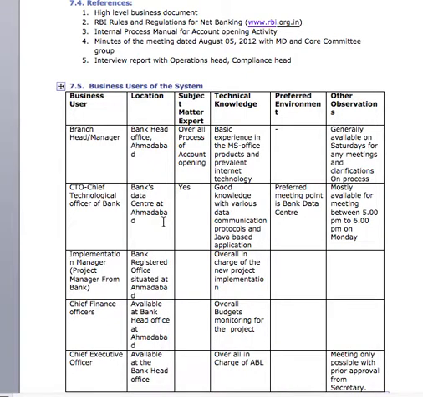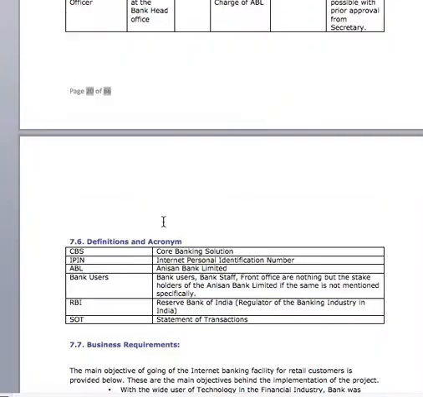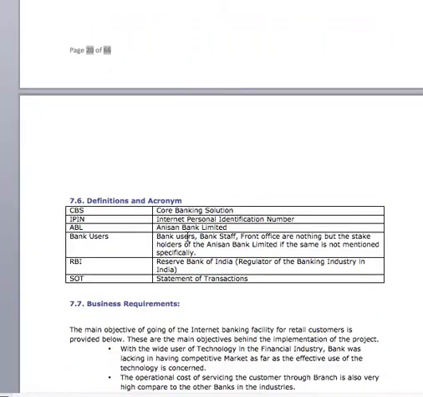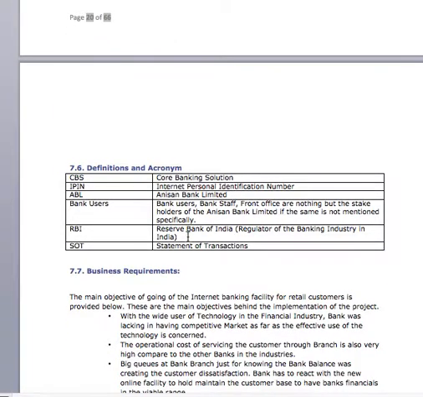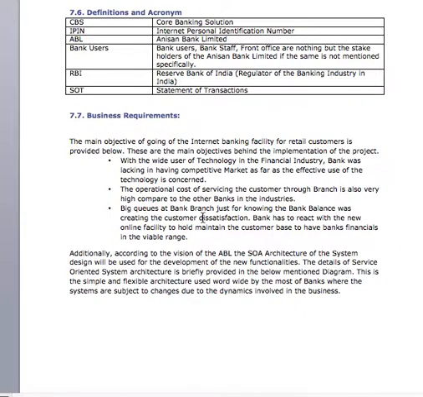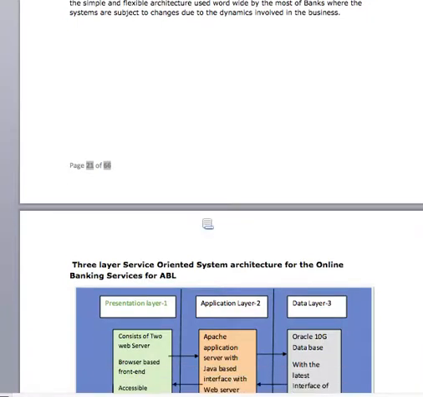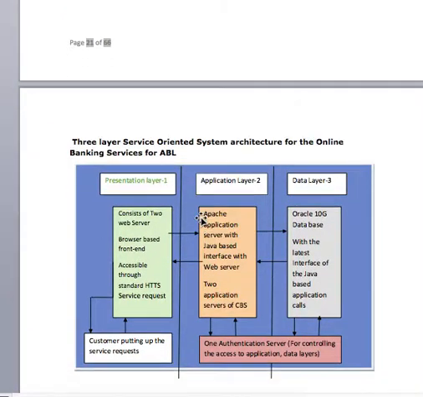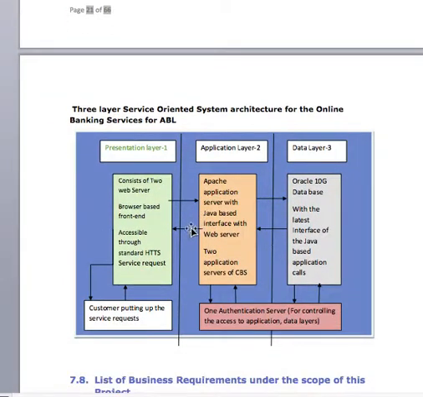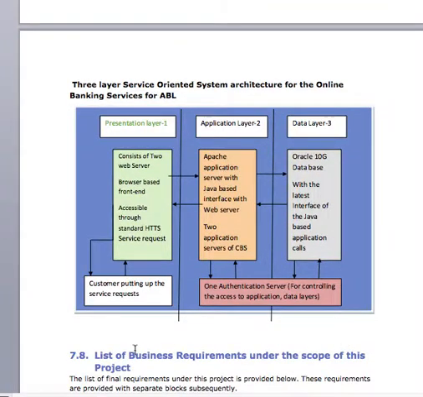When you go to the next level, if you see here, definition and acronyms, and then you have the business requirement at the high level. And if you go to this level, it is giving you the system architecture, the presentation layer, what it will look like, application layer, what it will be, and data layer, how it will look. So the person came from a little bit of a technical background, and this is how he has presented.